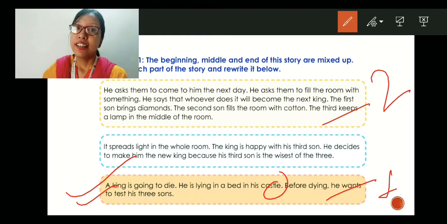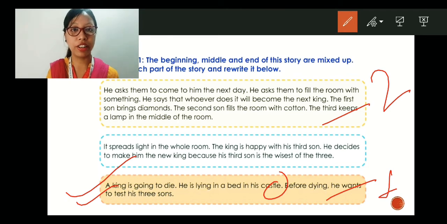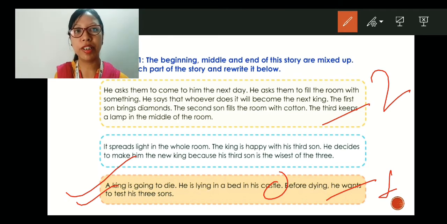This is the second one, that is the middle, where all the sons are bringing something to the dying father, that is the king. Then the third one will be, it spreads light in the whole room. Why? Because the third son has brought a lamp, but the other sons brought diamonds and cotton, which is not required for a dying man. So when the third son brings the lamp in the middle of the room, it spreads light in the whole room.